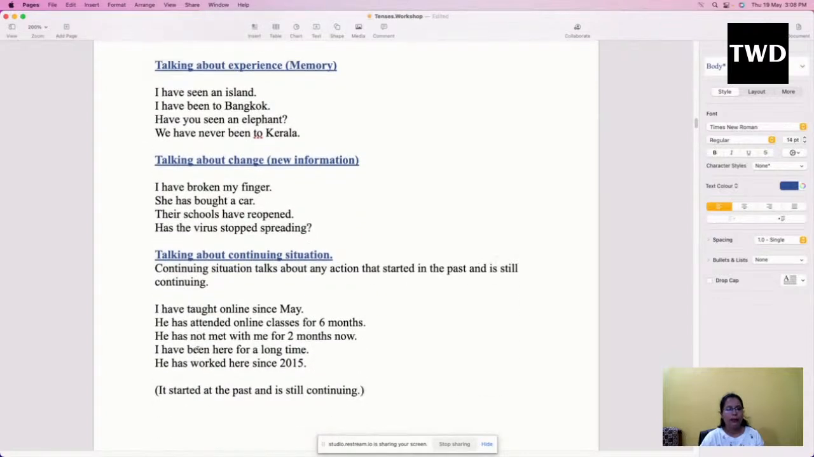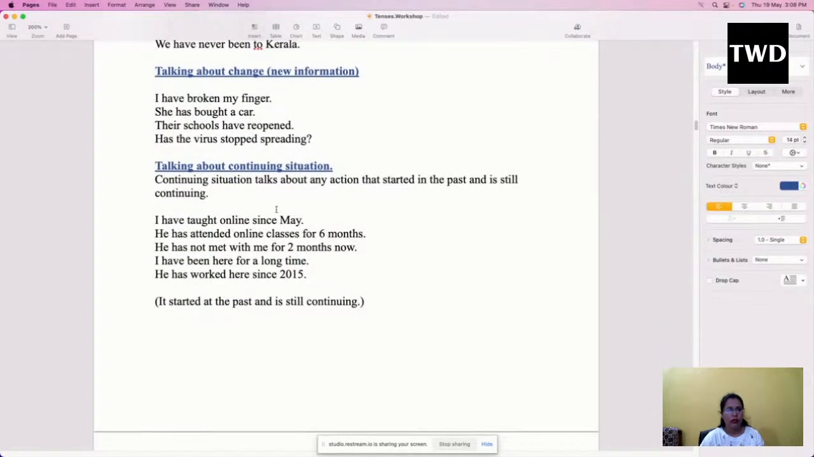Okay. And talking about continuous situation, generally for continuous situation we use present perfect continuous tense. We do not use present perfect tense, but in case you are using it, we can frame sentences like this: I have taught online since May. So this sentence doesn't mean that we have completed teaching. This sentence says that from the month of May we have started teaching online, and yet we are teaching.